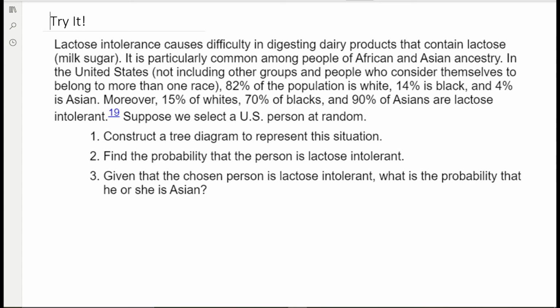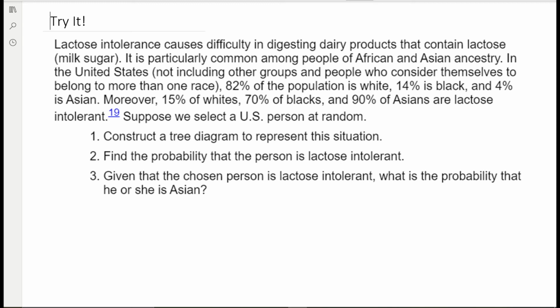All right, so let's discuss the following problem. So we got lactose intolerance causes difficulty in digesting dairy products that contain lactose or milk sugar. It is particularly common among people of African and Asian ancestry. In the United States, 82% of the population is white, 14% is black, and 4% is Asian. Moreover, 15% of whites, 70% of blacks, and 90% of Asians are lactose intolerant.